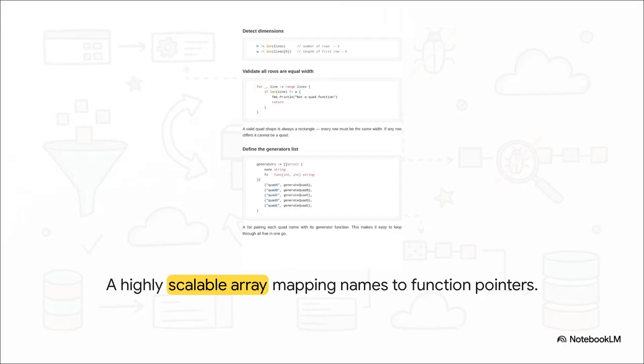Looking at the actual Go code, this beautifully concise slice of structs maps strings, like quad A, directly to the generate quad A function pointer. This array holds all 5 rendering algorithms. It allows the whole system to scale up without relying on massive, messy if-else chains. Actually, scratch that, it's even better. If you want to run all the generators, you literally just iterate over this one single slice.